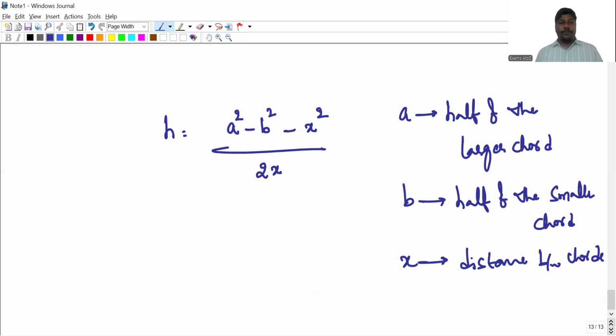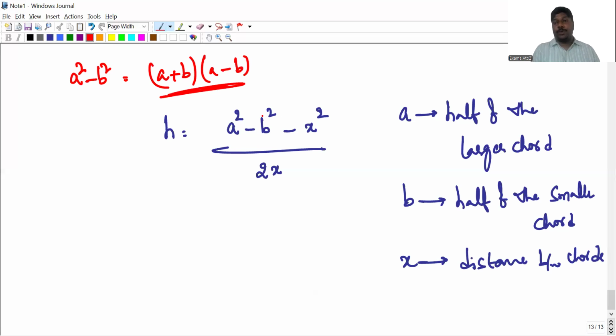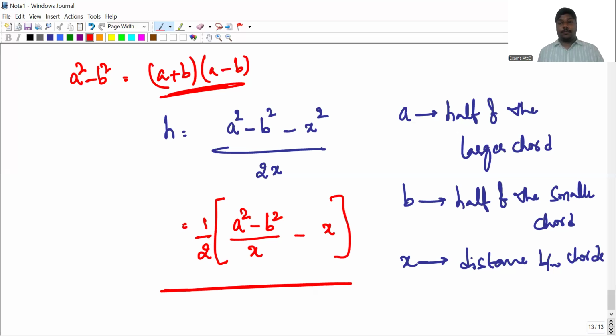This one will be very, very useful. And how do you find a square minus b square? You can find it using the a plus b and a minus b formula. Very quickly you will get a square minus b square, then subtract x square. If you want to do it separately, you can also do half of a square minus b square divided by x, minus x. But this will be easy for you to remember: a square minus b square minus x square divided by 2x. You will get the h value.